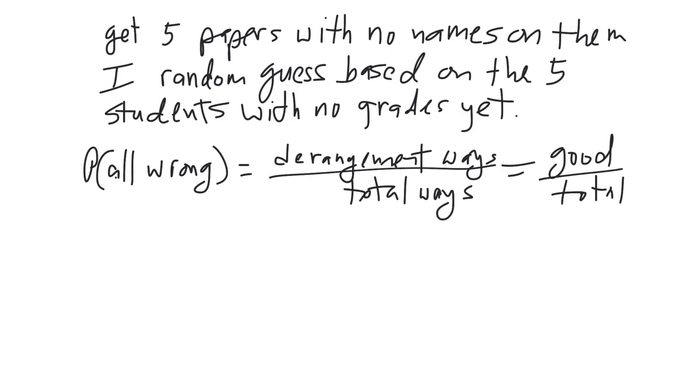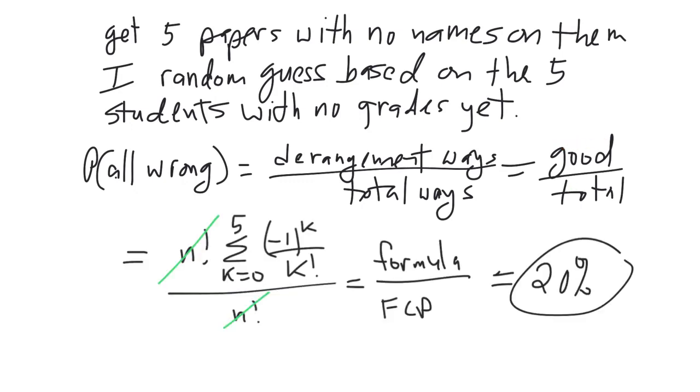One last question we'll do is referring back to the counting section that we did, 9.1. Say I get 5 papers turned in with no names on them, and I randomly guess whose these papers are based on when I look at my grade book and I see the 5 students that don't yet have a grade, so I just put names on the papers. What's the probability that I get them all wrong? So that would be the number of derangements. And that would be derangement, meaning that I don't have the right name on the right paper, or the right number in the right place, over the total ways. So good ways, where they're all wrong, over the total ways.